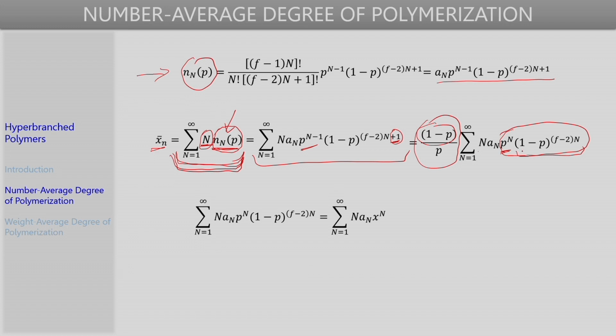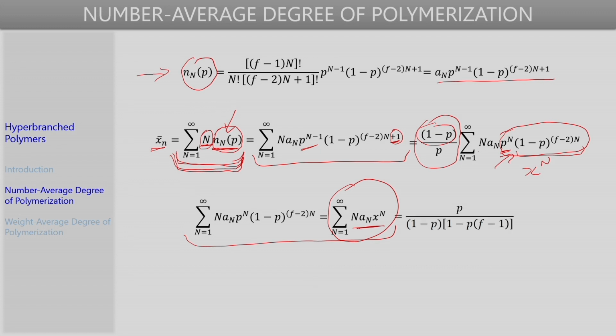So, by identifying the fact that this term is simply x to the power n, we can write the previous summation in this form. This summation we have already obtained an expression for in the previous slide, and that expression was p over 1 minus p multiplied by 1 minus p times f minus 1. Since we have this value for this summation, that can directly be substituted in this expression here, and that will give us an expression for xn bar.